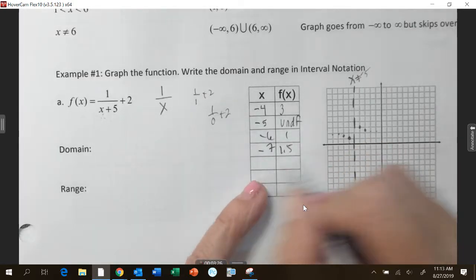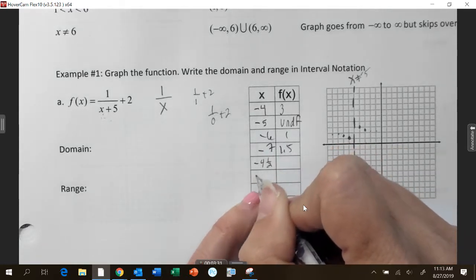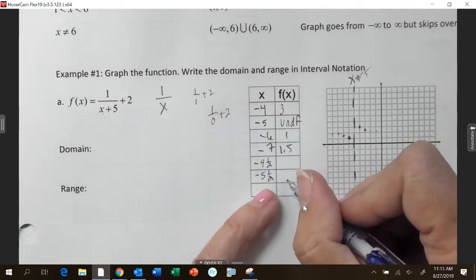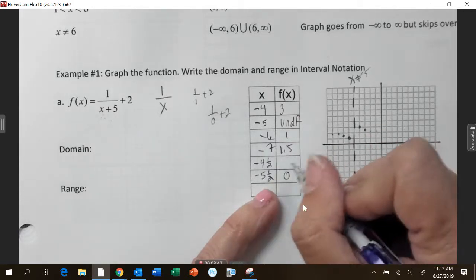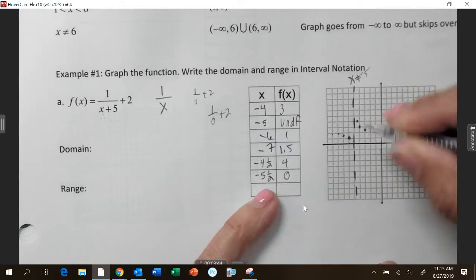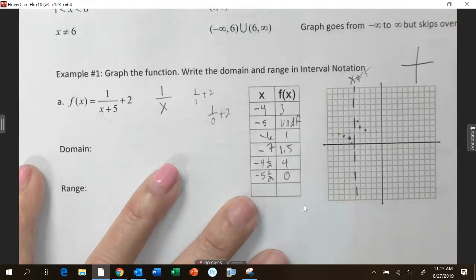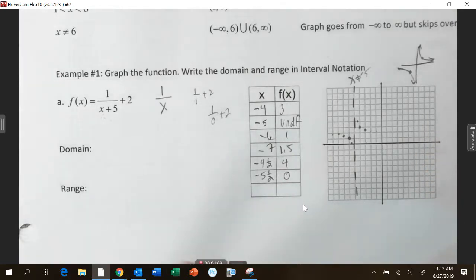If you did plug in -4.5 or -5.5, you would get a whole number. Let's see, this one would be 0 and this one would be 4, I think. So if you did plug stuff in, you'd get those. Or if you're using transformations and you know what the parent function should look like, the parent function should look like these branches. If you know from transformations what the parent function would look like, then you would have a better idea of graphing it.